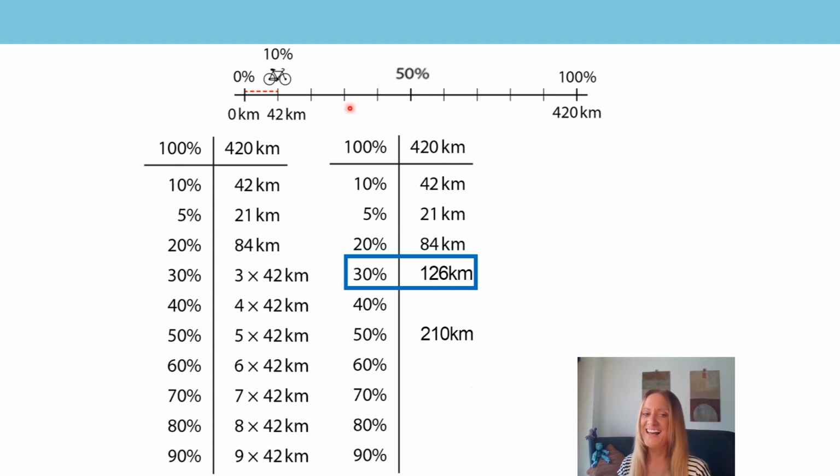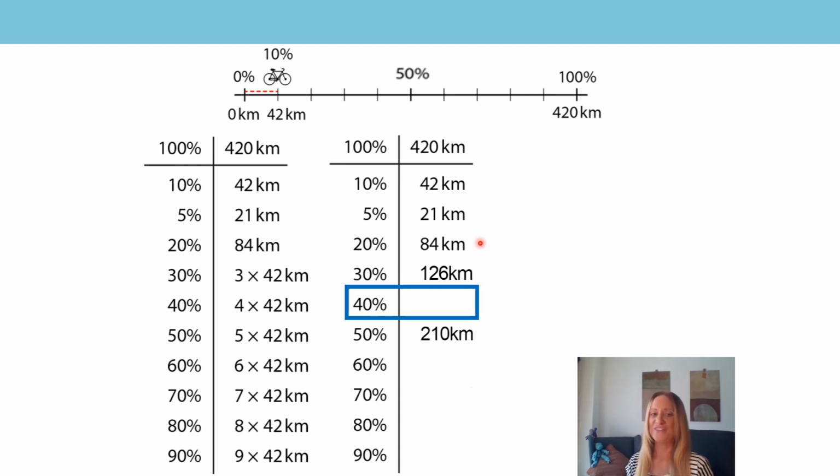Was there another way of doing that? I could have said, I could have done 6 lots of 5%, couldn't I? Because I know that 5 6s are 30. So I could have said 6 times 21. That would be another way of doing it. But actually combining 20% and 10%, because I've already got them listed, was probably the most efficient.